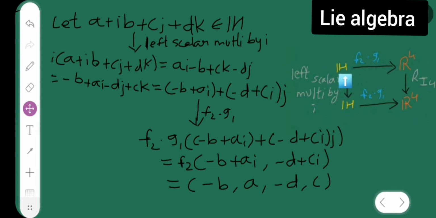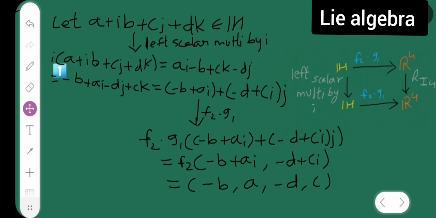So I will start from here and I will come to R4. This is my path 1. I will start from this H. So for that I have to say let A plus IB plus CJ plus DK belonging to H, and then this scalar multiplication by I. Then I have to do this I into this. So what I will get, AI minus B, right, because I into I is minus 1, so it will be minus B plus CK.